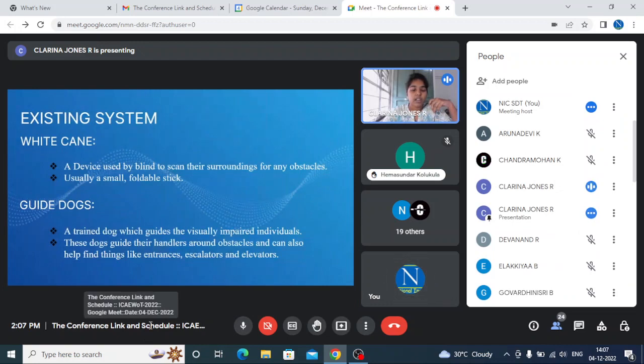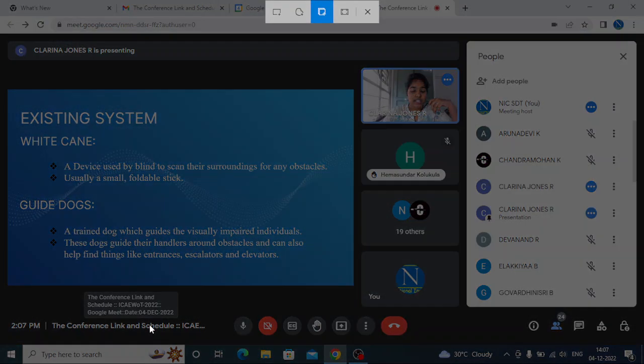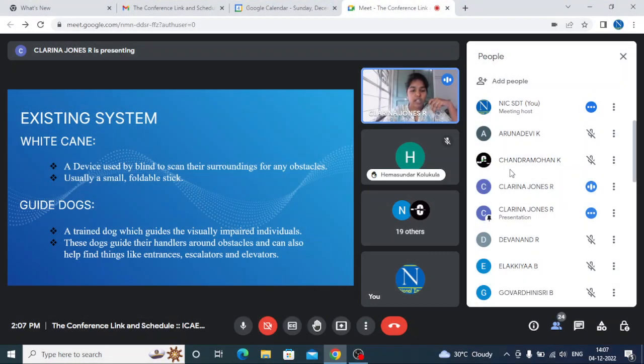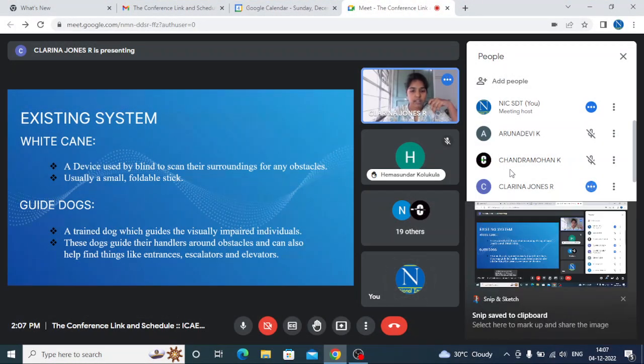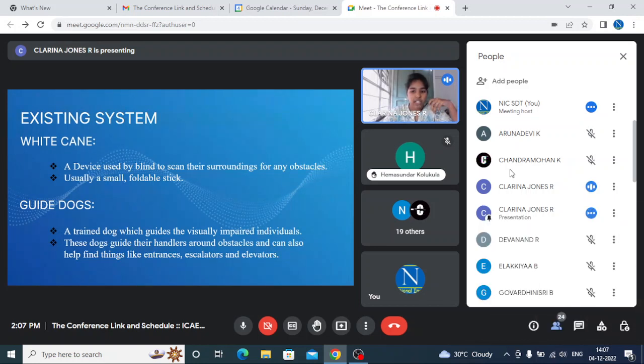The existing systems are the white cane, a device used by the blind to scan their surroundings for any obstacles, usually a small foldable stick. Guide dogs: a trained dog which guides the visually impaired handlers around obstacles and can also help find things like entrances, escalators, and elevators.